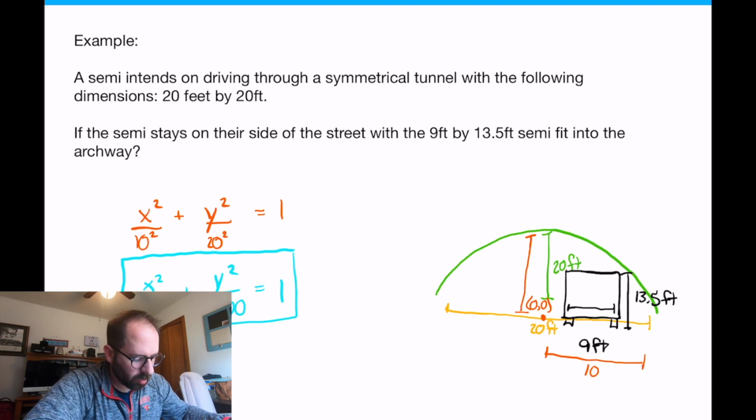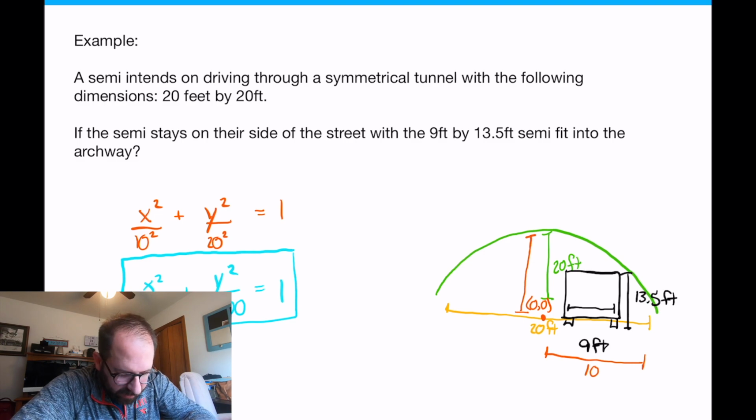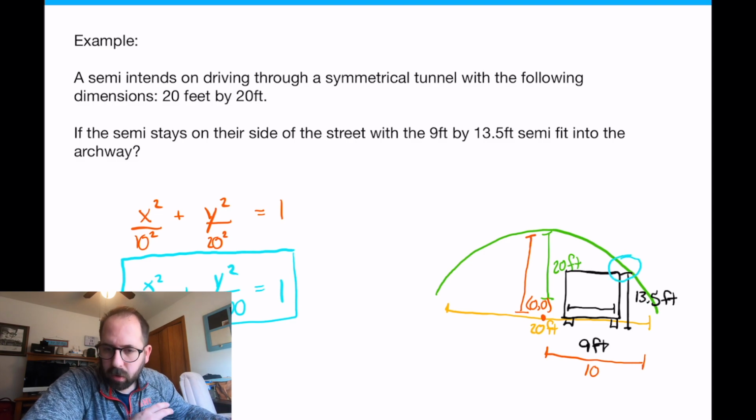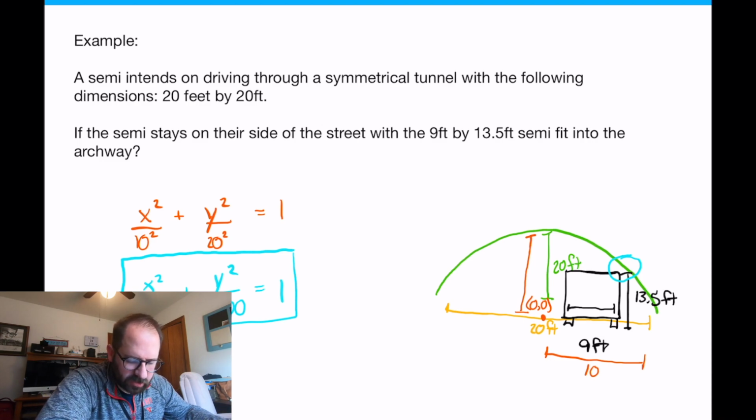Will it clip? And what I'm worried about is will it hit in this general area? Will the top corner hit? Obviously the clearance to the top of my theoretical arc here is 20 feet, so that's well above the 13.5 feet of my semi. I'm just worried about the corner, when I clip the corner of the semi. So what we need to do here is plug in my numbers.